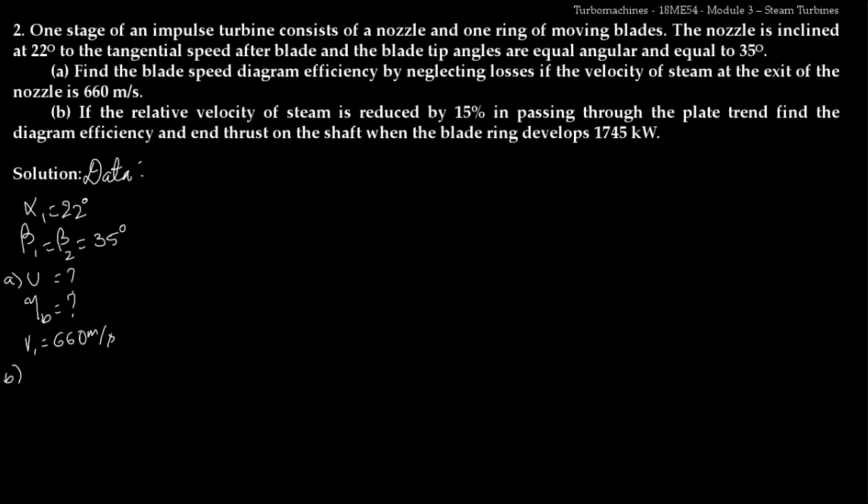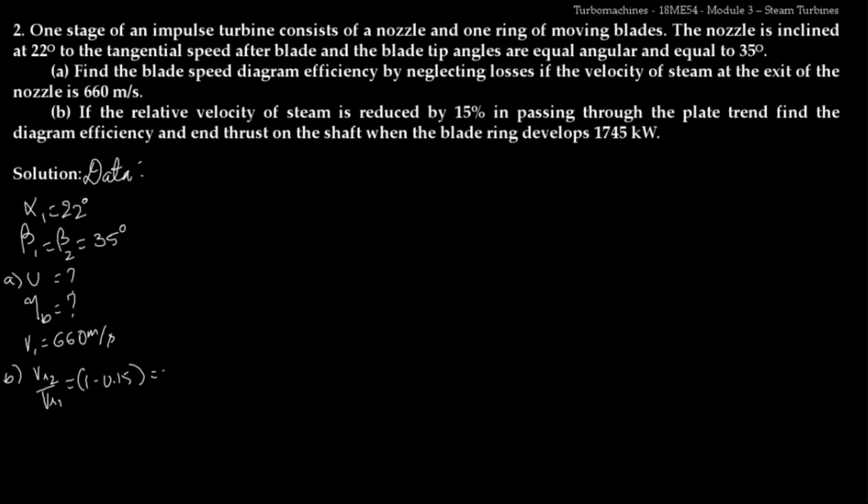In the second case we need to consider that the relative velocity of the steam is reduced by 15%. So the relative velocity is nothing but VR1 and VR2. So VR2 is reduced by 15% when compared to VR1, because for an impulse turbine VR1 and VR2 should be the same. So here it is reduced by 15%. So I can say that VR2 by VR1, this ratio, in terms of plain numbers, will be equal to 1 minus 0.15.